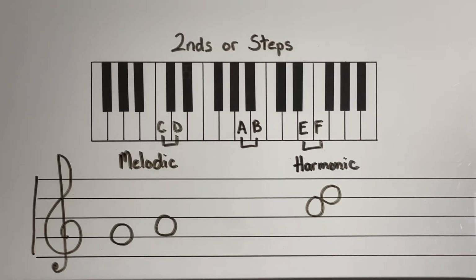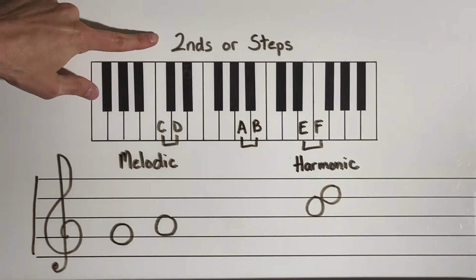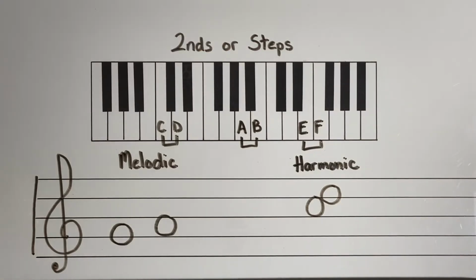Today we're going to be talking about the size of an interval. We're going to just be talking about a few different sizes to get started and introduce what the interval concept is. In the future, we'll be talking about the quality. So if it's major, minor, augmented, diminished, we'll talk about those things in the future. But for today, all we have to worry about is the size or the spacing between the two notes we're talking about. The first one we're going to talk about are seconds or steps.